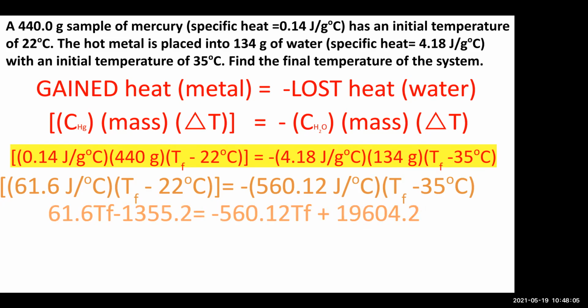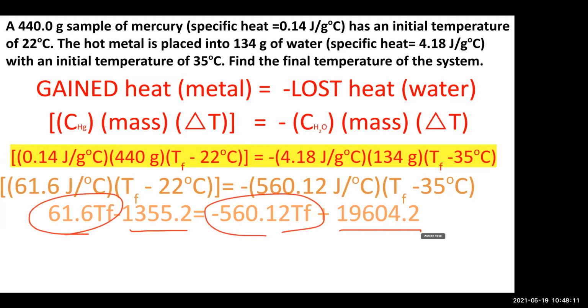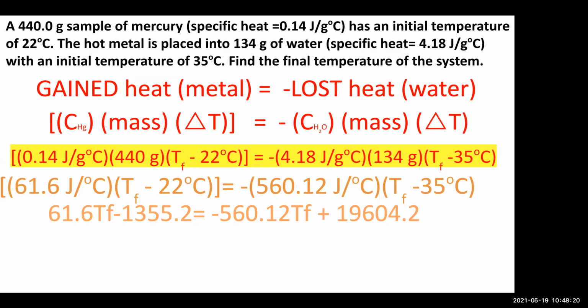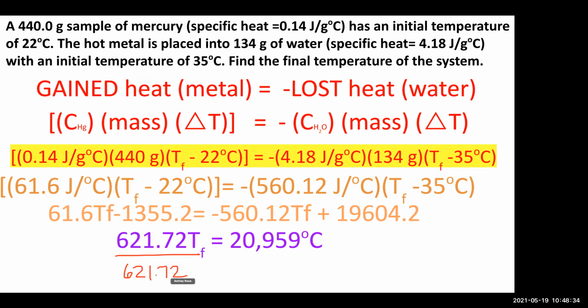Okay, then you want to combine like terms. We want to get our TFs together on one side. Then we want to get our numbers together on one side. And preferably, if they could be positive, that would be great because then we don't have to deal with negative numbers. So I'm going to put my TF on the left and I'm going to put my numbers on the right. We get 621.72 TF is equal to 20,959 degrees Celsius. Then we will divide both sides by 621.72. And then we get a final answer of 33.71 degrees Celsius.